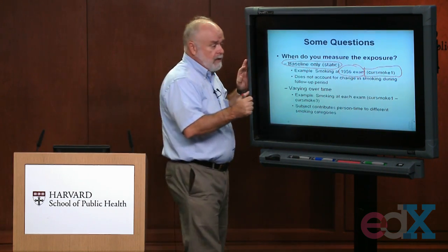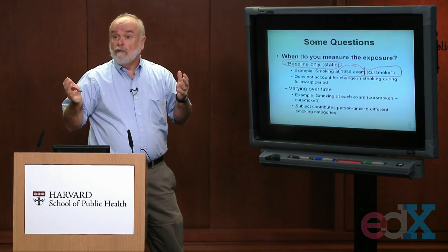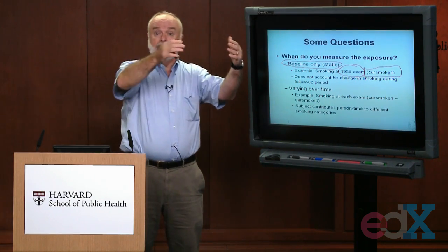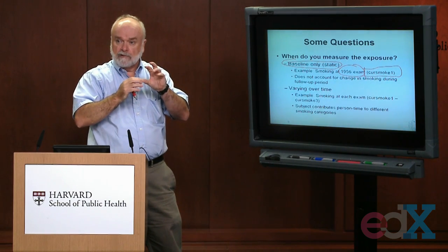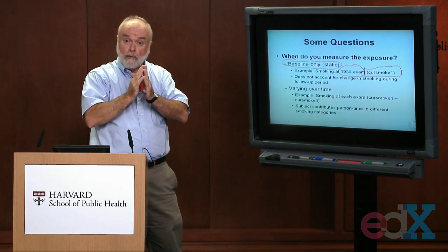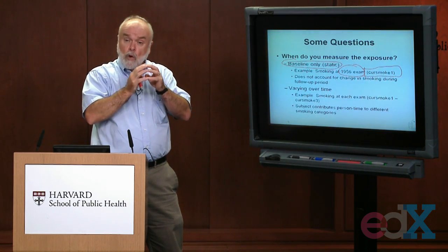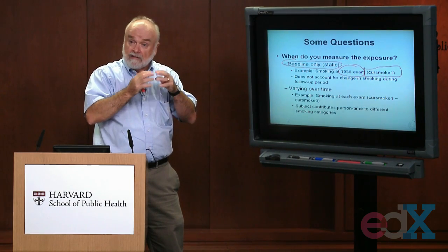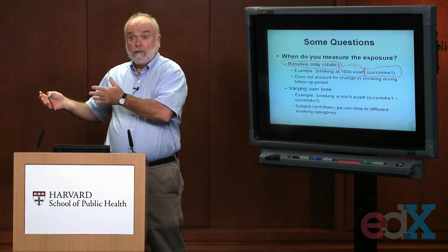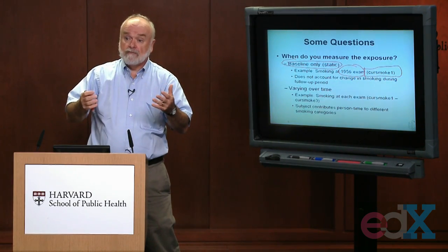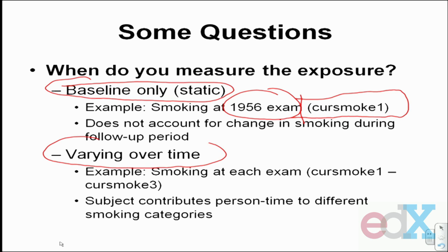The problem is that that doesn't take into account the change in smoking status that a person might have. That a person who smokes in 1956 might stop smoking 4 years later and might start smoking again 10 years after that. So if we take a static representation of the exposure, smoking or non-smoking at one point in time, and that's all we bother to ask about in terms of the exposure status, we ignore the possibility that some of these smokers later are becoming non-smokers, and some of our non-smokers in 1956 later become smokers. So an alternative is to measure the exposure over time.